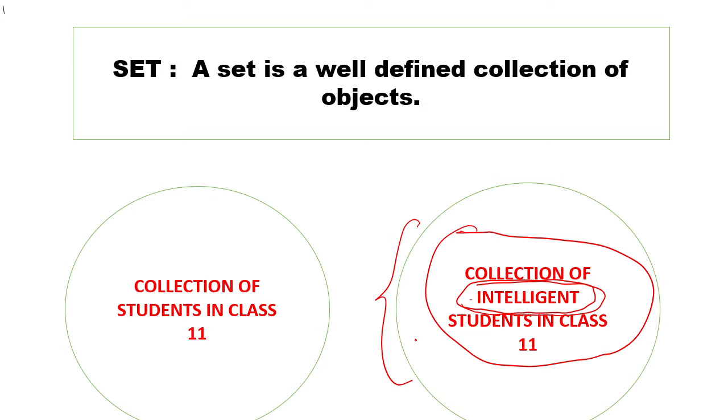So the collection of intelligent students, the collection of talented students, the collection of good students, these are not sets, because they are not collections of well-defined objects.